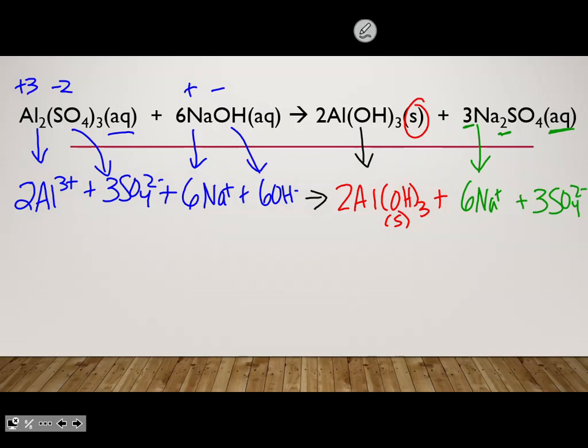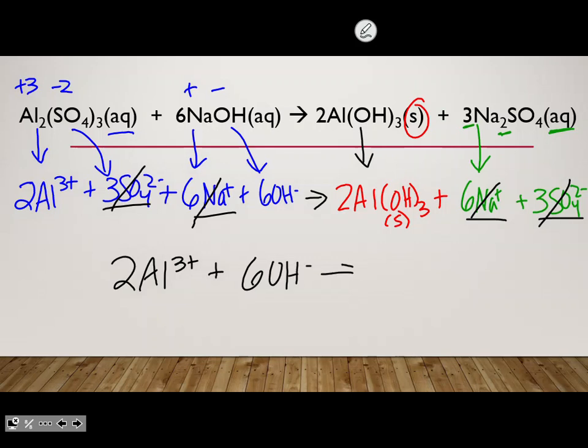And our spectators happen to be sodium and sulfate. Cross them out, get rid of them. They don't participate in the reaction. Then we end up with 2Al3 plus, 6 hydroxide, giving us 2Al(OH)3(s) with a solid. These are AQs.